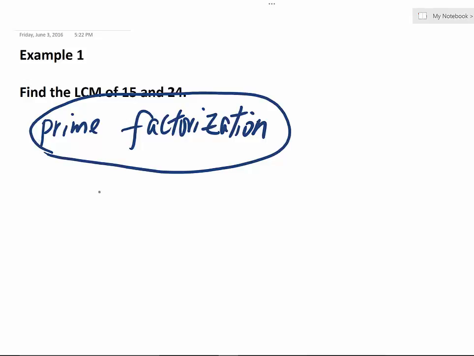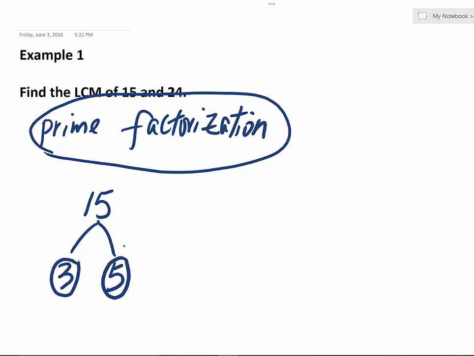So first of all, let's factor 15, right? Now 15, and we're gonna construct a tree diagram. And let's take a look at the smallest prime number that goes into 15. First of all, 2 is the smallest prime number, but 2 doesn't go into 15. Then we move on to the next prime number, which is 3. 3 is the prime number that goes into 15. 3 goes into 15 5 times.